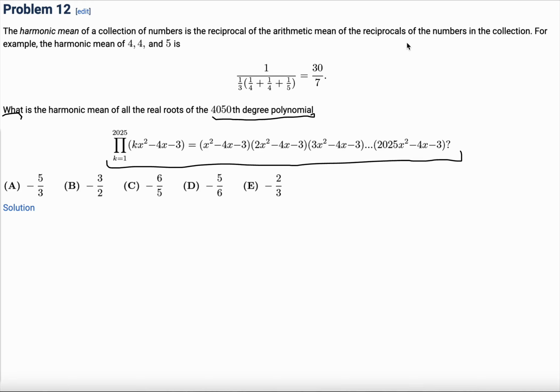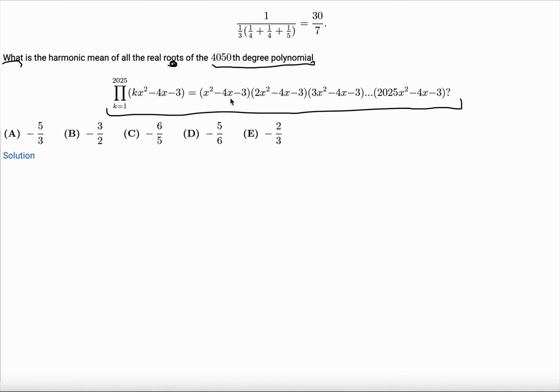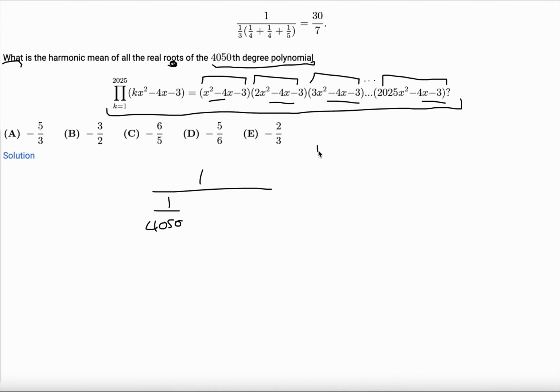And so first we want to look at the roots of this scary looking equation. The roots of this is just the roots of this, and then the roots of this, and so on and so forth, and then we include the roots of this. So the roots of this big 4050th degree polynomial, each of these 2025 smaller quadratics each contribute 2 roots. And so the harmonic mean of these is just going to be 1 over 4050, and let's call these roots.